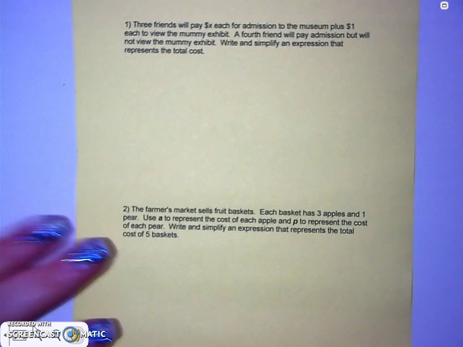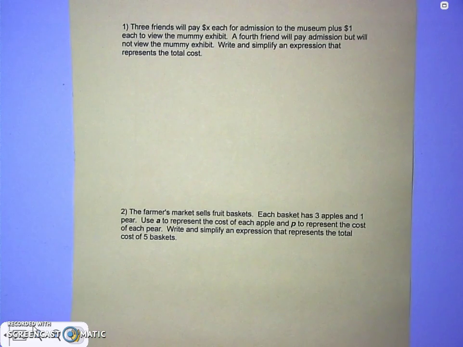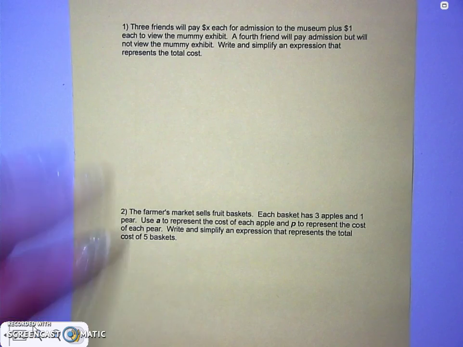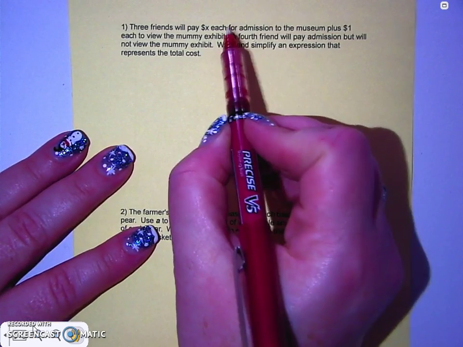solve it. Three friends will pay X dollars each for admission to the museum, plus $1 each to view the mummy exhibit. A fourth friend will pay admission, but will not view the mummy exhibit. Write and simplify an expression that represents the total cost. So let's look at the first situation.